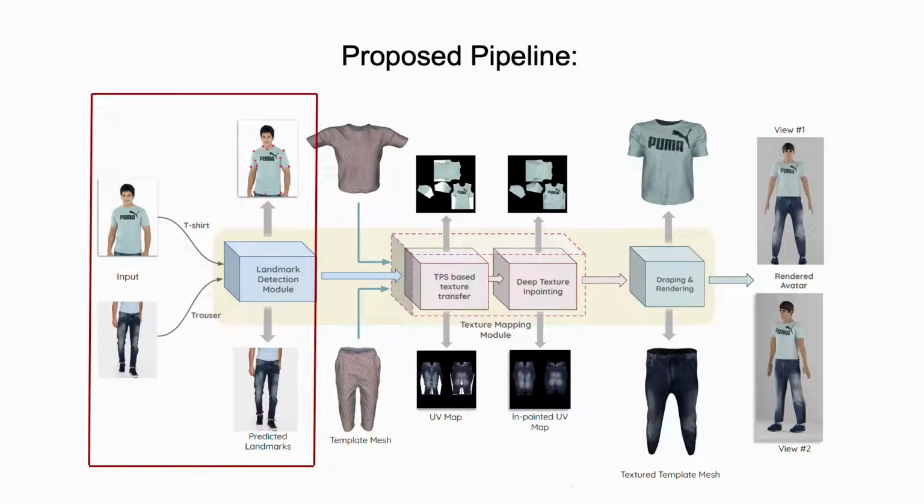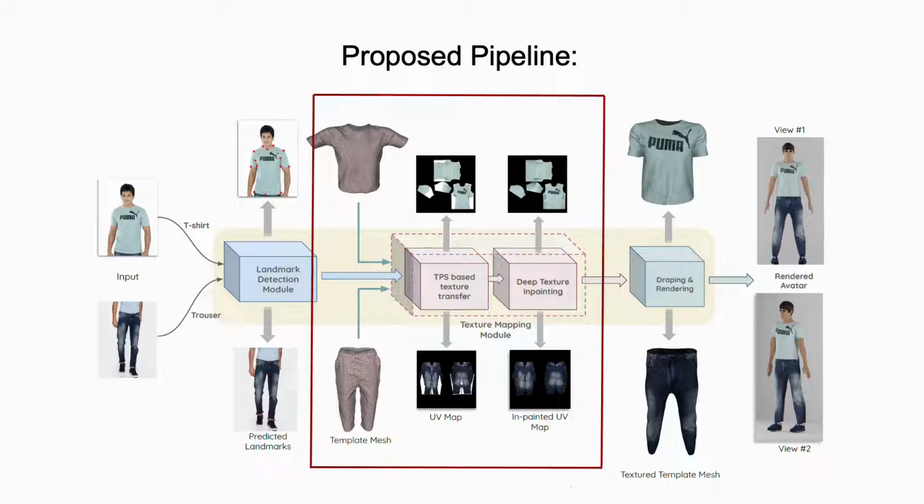Our proposed pipeline includes 3 modules. We first predict a sparse set of 2D landmarks on the boundary of garments in the image. These landmarks are used to perform a Thin-Plate-Spline-based texture transfer on UV map panels.